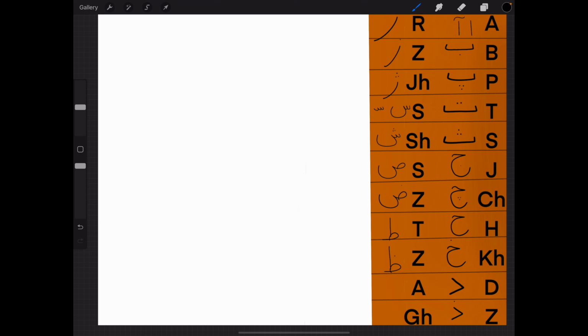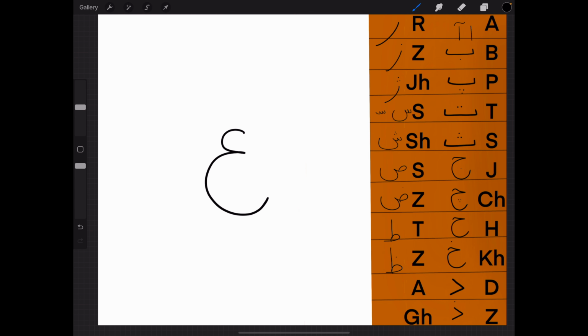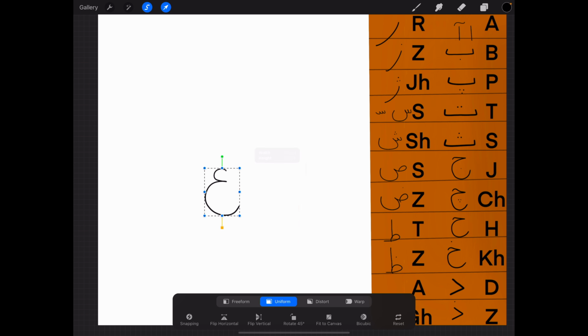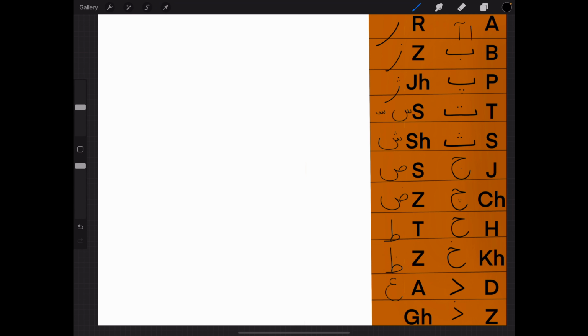Next letter after that is Ein. Now I like how this looks. It's very pretty, I think. The letter Ein is pronounced the same as Aleph actually. A. Again, that's in Farsi language. In Arabic, that would be pronounced very differently and distinctly. So there you go. This is Ein.